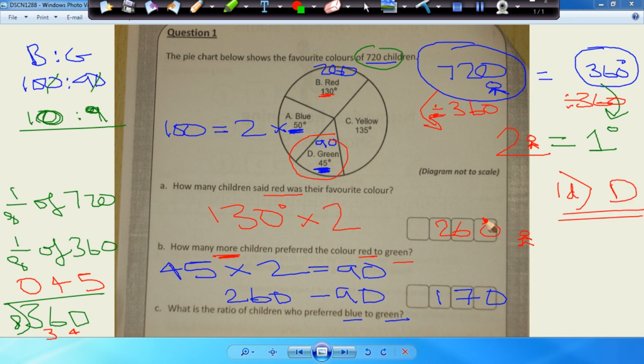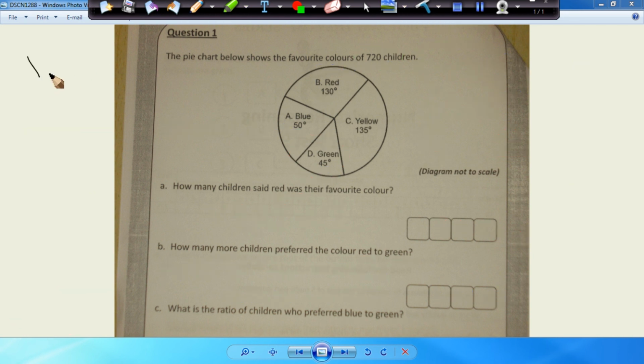Okay, question E. I need to clear some of this page, it's getting too much. But let's see if we can fit it in, we'll try our best. Question 1E. If 15% of all the children selected hockey as their favorite sport, how many children is this? So we've got to work out now. Okay, let's make some space, folks. This is just way too much information here.